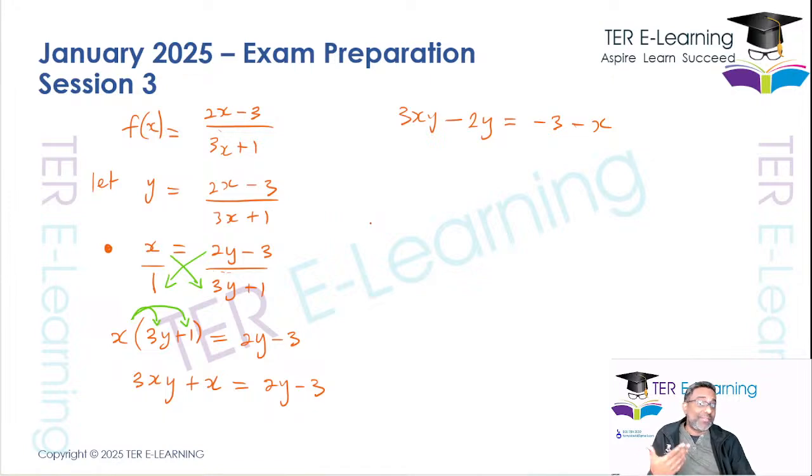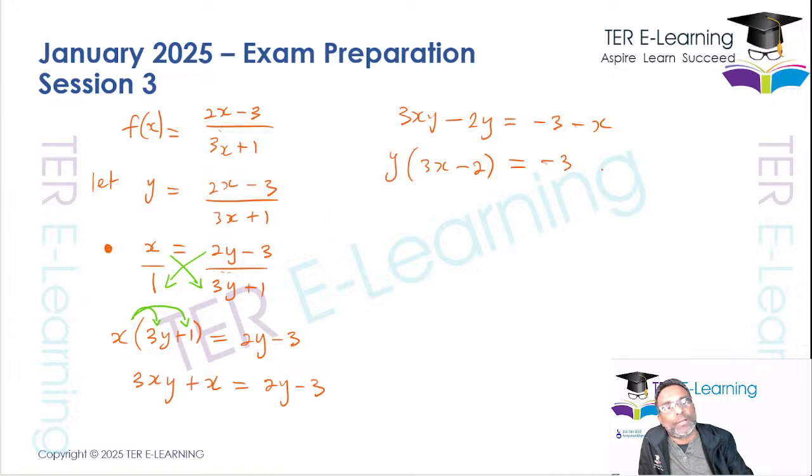And on the left hand side here, this is one of those questions where if we're trying to find the inverse, factorization is involved. So this is going to be y, open brackets, 3x minus 2, right? And you're going to get minus 3 minus x. So therefore, y is equal to minus 3 minus x all over 3x minus 2. So the inverse function, we're just going to make a statement here that the inverse function is given by this.